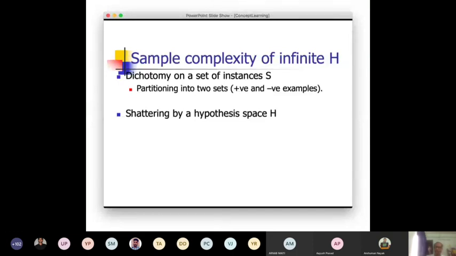See, each sample will have 0, 1 labeling. 8, sir. 8, right? 2 to the power 3. So it is 2 to the power mod S. So the number of all possible dichotomies should be 2 to the power mod S.